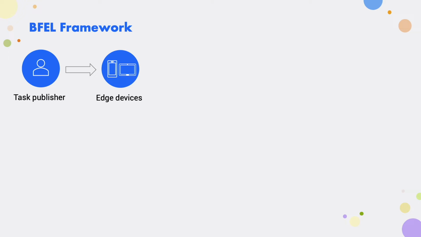First, let us begin with a quick overview of the original framework which our framework improves upon. The original framework is Blockchain-Enabled Federated Edge Learning, or BFEL for short. It consists of an application layer and a blockchain layer. First, each task publisher broadcasts a learning task to edge devices with relevant data in the application layer. Edge devices then train the given model and generate local model updates.